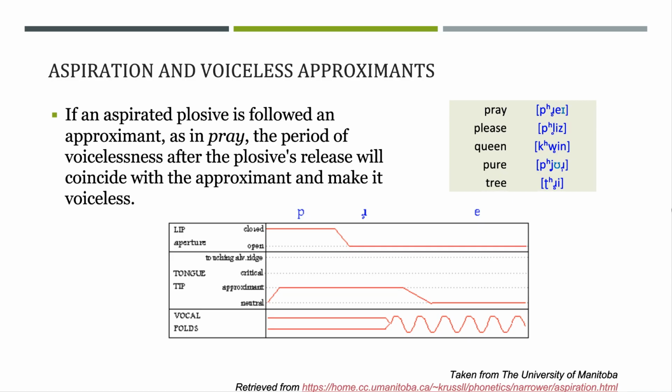And how do you represent this voicelessness that the /r/ or the /l/ or the /w/ or the /j/ sounds will now have? Well, by introducing this small empty circle below the letter that belongs to that sound. That small circle indicates that that sound, which is usually voiced, is now going to be voiceless.